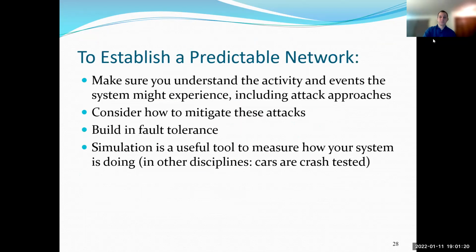So to establish a predictable network, make sure you understand the activity and events. So, monitoring the network, right? Having some tool to make sense of all the packets. That's the problem. There are so many packets, right? How do you deal with these packets? One of the things we'll talk about later in the semester is tools for monitoring this network, making sense of it in some way. It's really impossible to look at all these packets and have a sense.